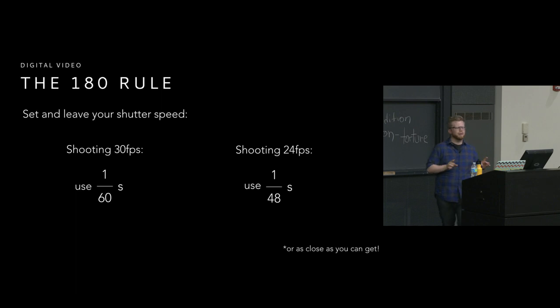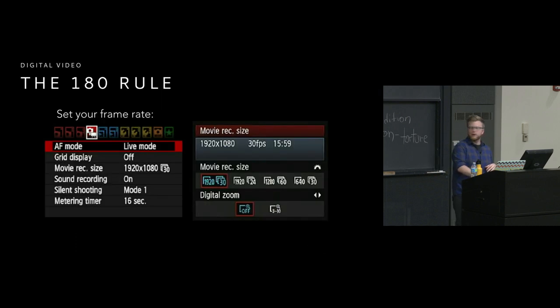So again, let me back up a little bit because I kind of lost my place. When you're shooting video, you never use ISO auto. You can use any aperture you want. And shutter speed should stay locked depending on which frame rate you choose. You can change your frame rate using the menus in your camera like this. You usually want 24 frames per second or 30 frames per second.